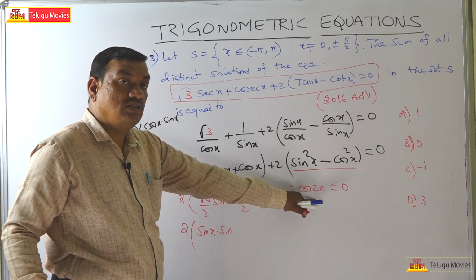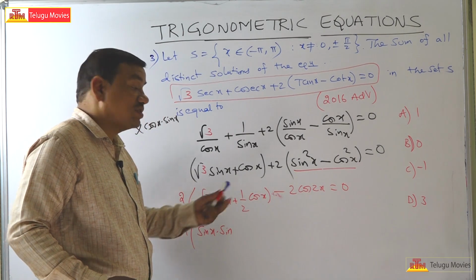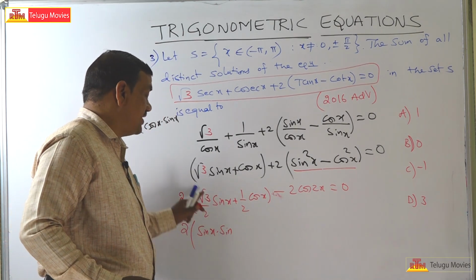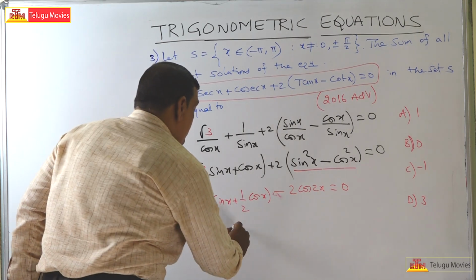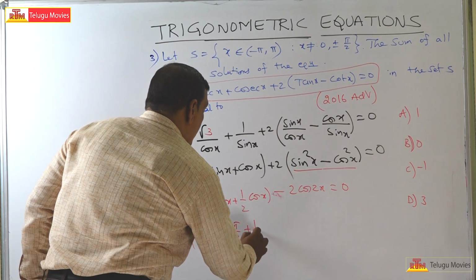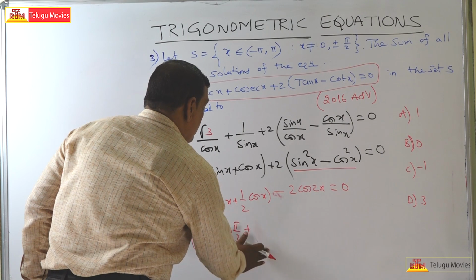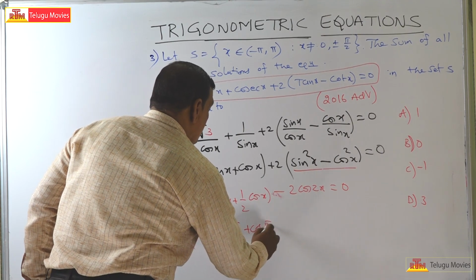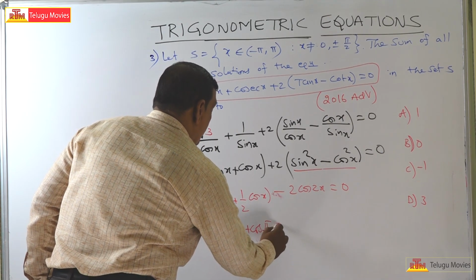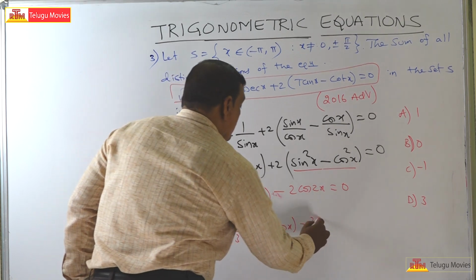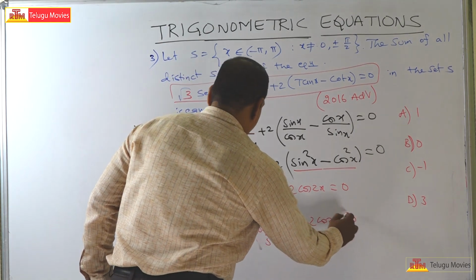Since it is in cos, better you convert this also in terms of cos. Sin x into sin root 3 by 2 means sin 60, sin 60 means pi by 3, plus 1 by 2, 1 by 2 is equal to cos 60. Cos pi by 3 into cos x minus 2 cos 2x is equal to 0.